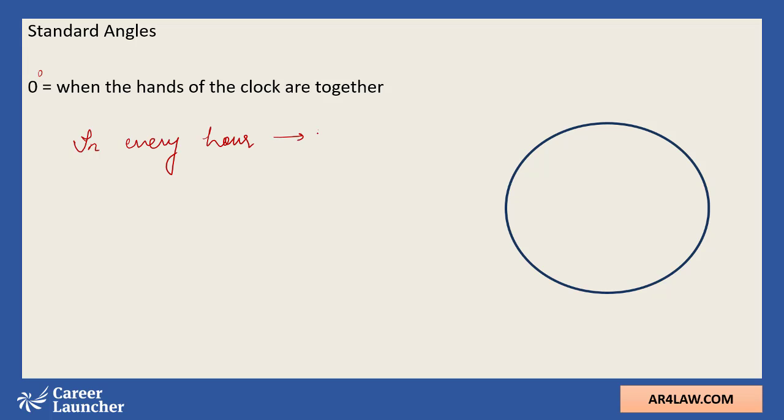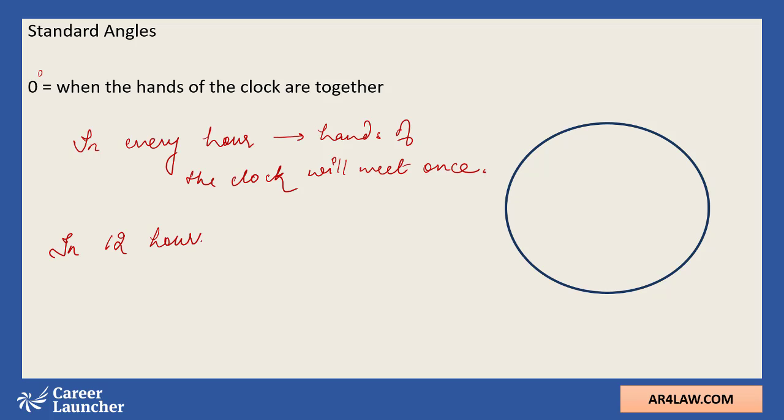So we can say here that in every hour the hands of the clock will meet once. So in 12 hours, ideally they should meet 12 times, but no, the answer happens to be 11 times. Let's understand why the answer is 11. Now the exception, let me call this an exception, happens between 11 and 1.